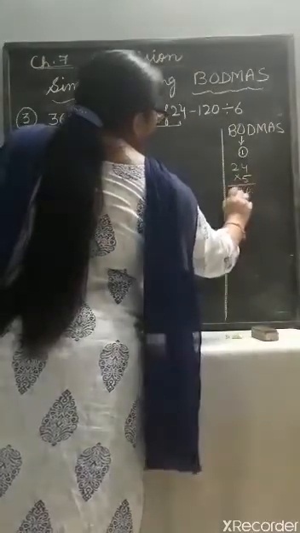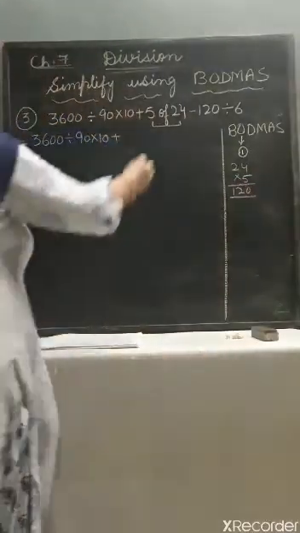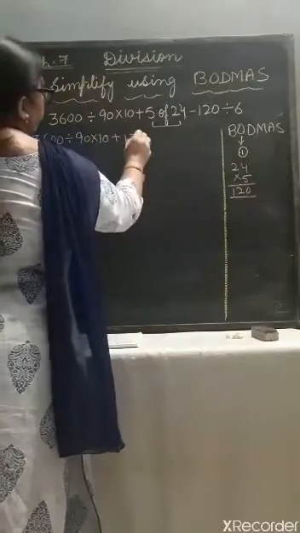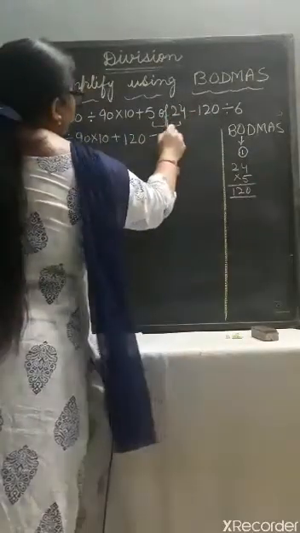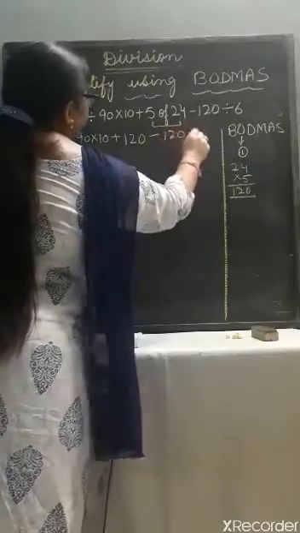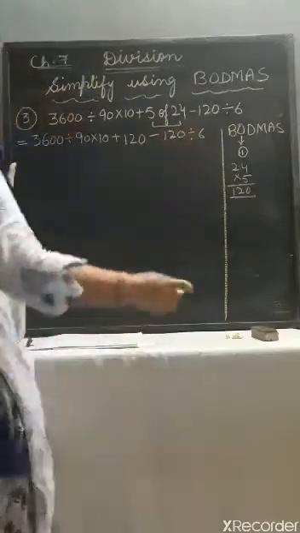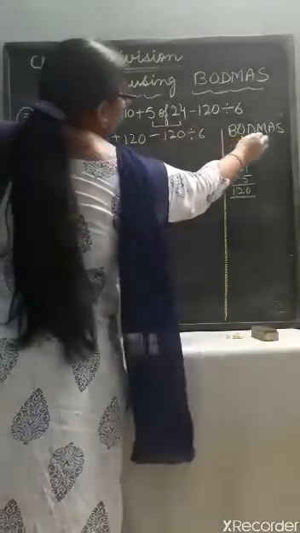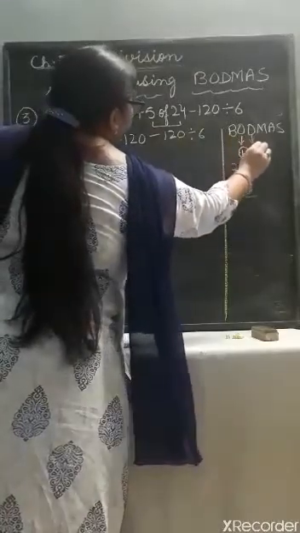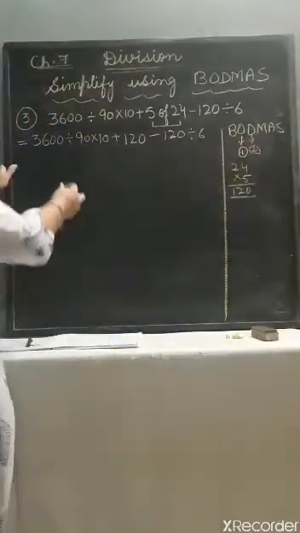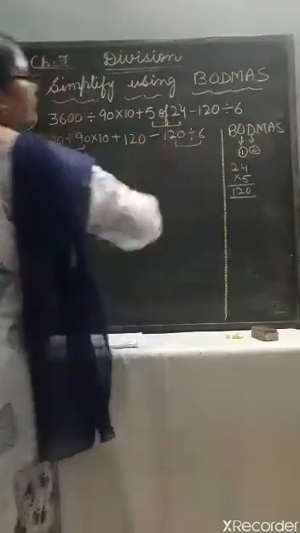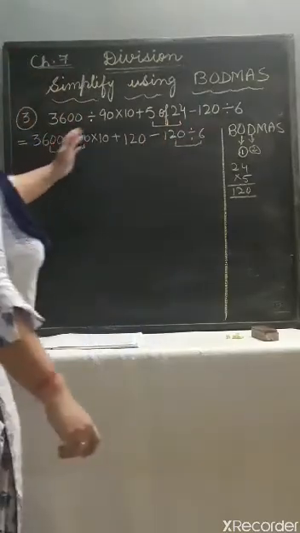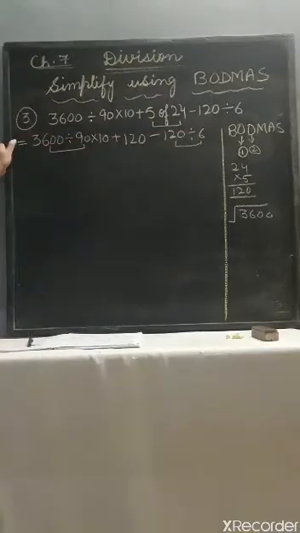This is equal to 120. We will write 120 here. Minus 120 divided by 6. Now after of, we will solve division. As division is 2 times in this question, both are solved at a time.